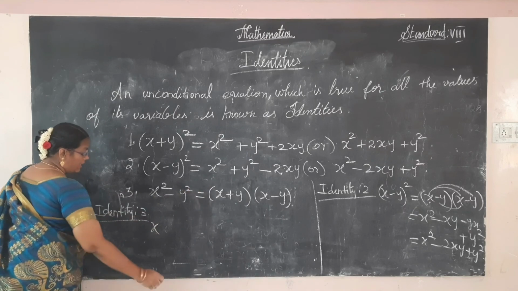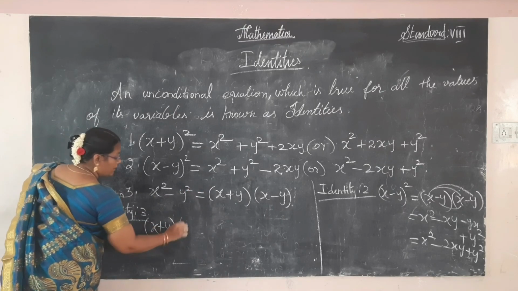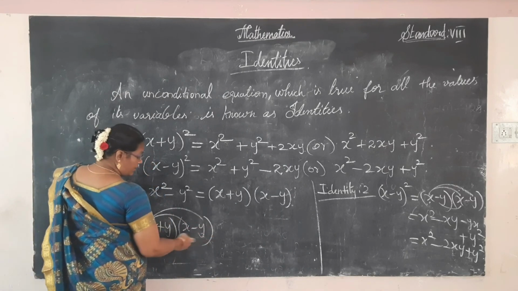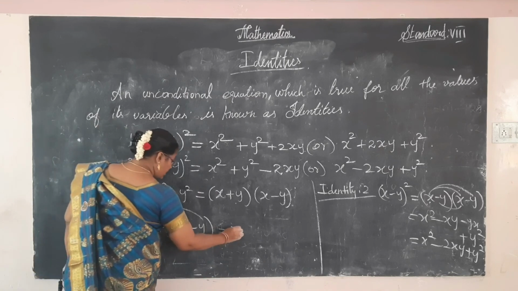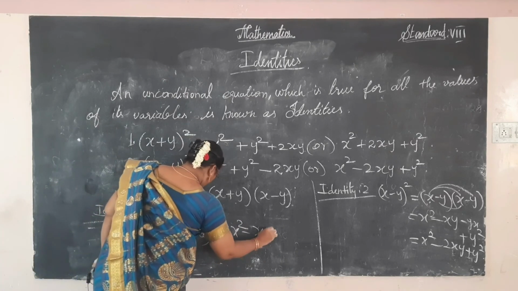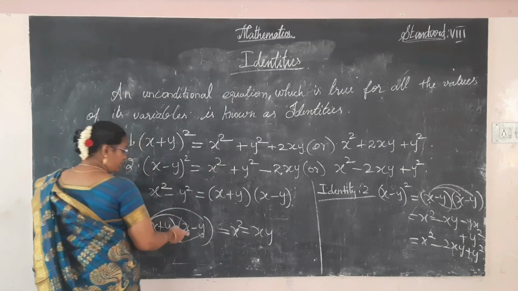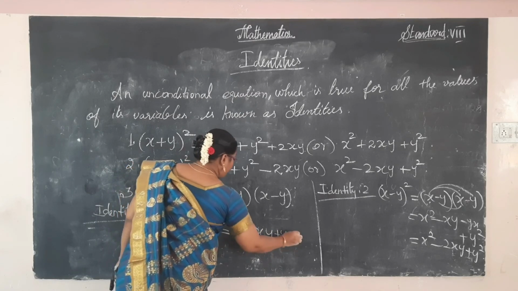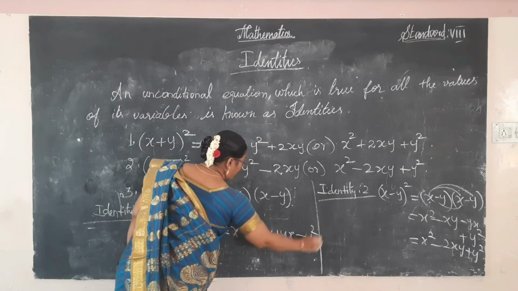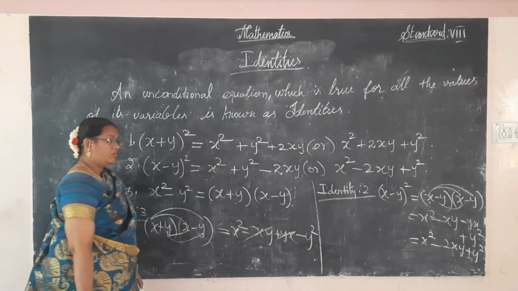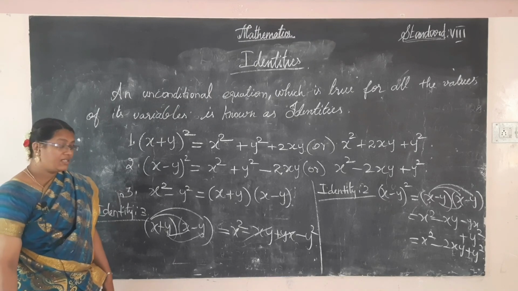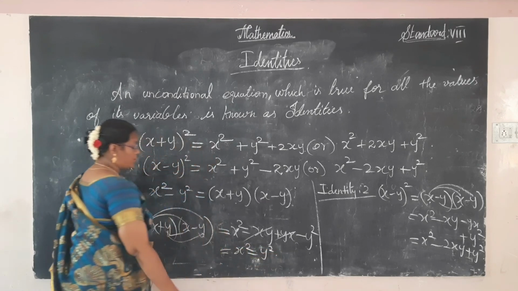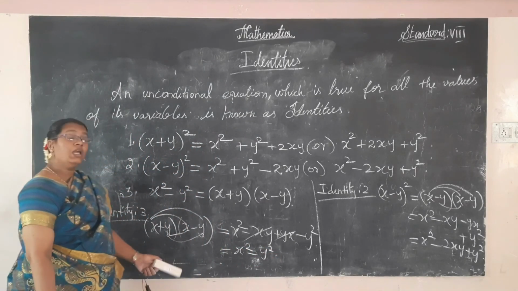Identity 3: we consider the right hand side, x plus y into x minus y. Now multiply the term x by each term. x into x, x square, minus xy. And y multiplied by these two terms: y into x, plus yx; minus y into y, y square. Like terms with different signs cancel, and we get x square minus y square. So the left hand side equals the right hand side.